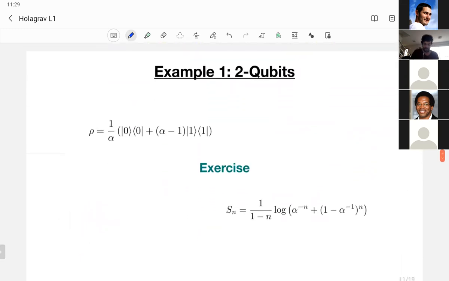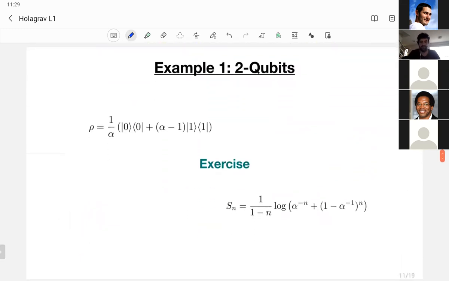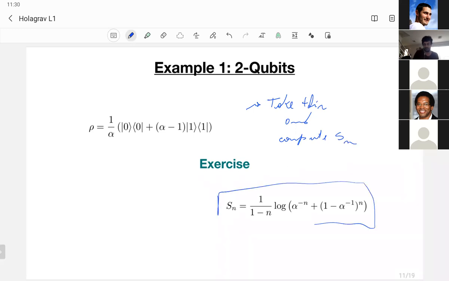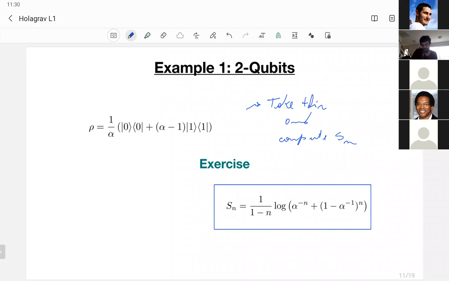So a couple of exercises for the students. This is the easiest one: just take this density matrix and compute S_N. The result is this. It's very easy, but I don't know the background of the people, maybe you can have problems. In any case, you can ask me.